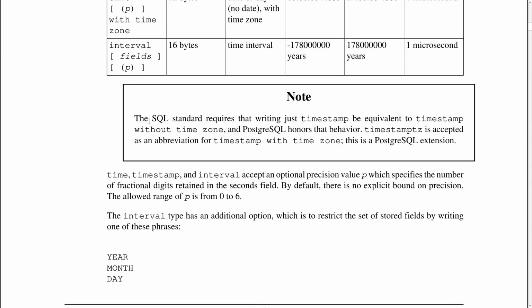Now we have a note here. The SQL standard requires that writing timestamp be equivalent to timestamp without time zone, and PostgreSQL honors that behavior. Timestamptz is accepted as an abbreviation for timestamp with time zone. This is a PostgreSQL extension.